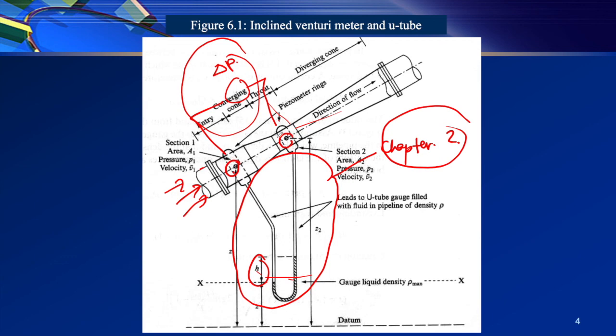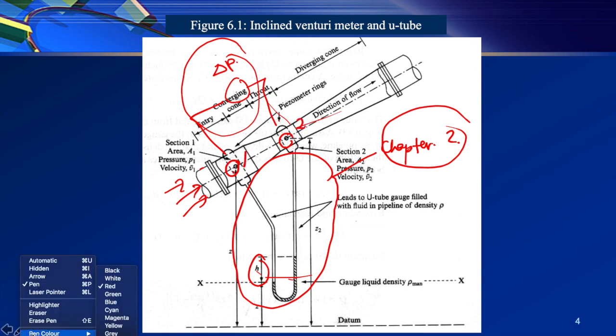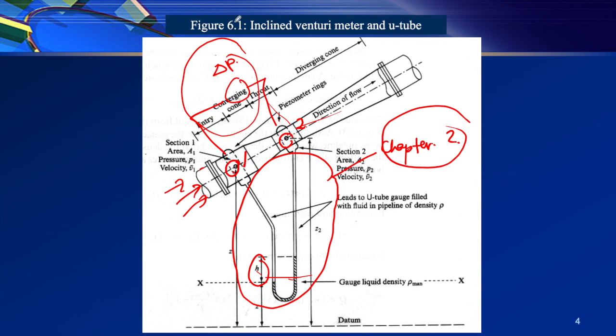because section 1 is normally before the converging cone. Now we are applying Bernoulli's equation between point 1, here is point 1, and this is point 2. I changed the color so you can see the points. There is a point here, 1 and 2. So we have two different points.